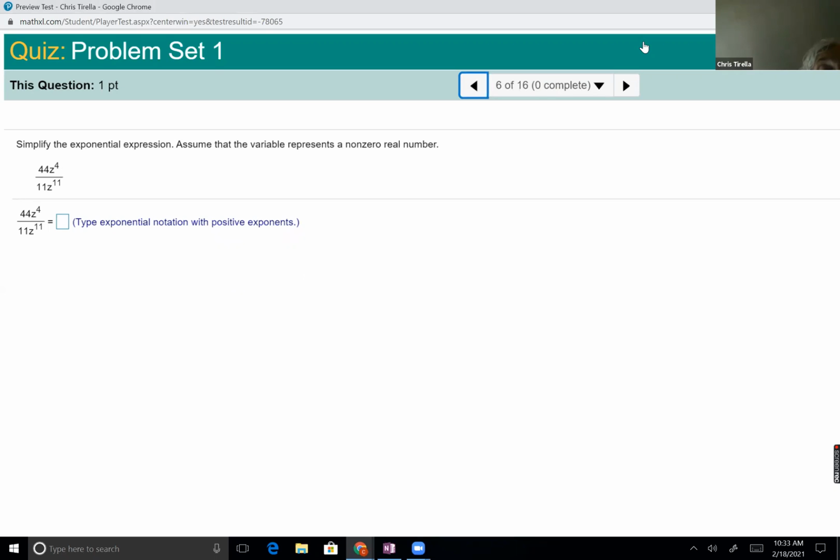Simplify using rules for exponents. 44 divided by 11 is 4. Z to the 4th divided by Z to the 11th. The variable stays the same. I subtract the exponents. And then I have to remember that when I have a negative exponent left, it means I'm going to put it into fractional notation. The exponent becomes positive when I move it to the denominator. That one okay?